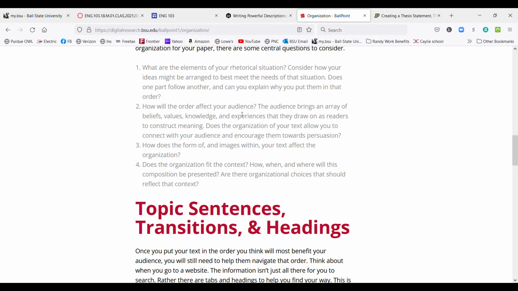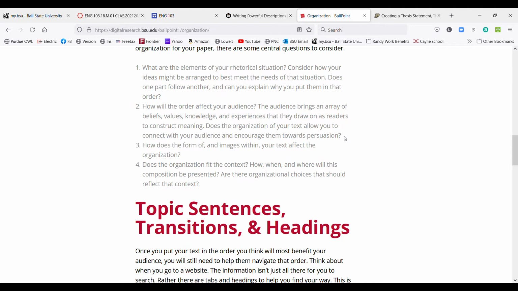How will the order affect your audience? Me. So think about that. The audience brings an array of beliefs, values, and knowledge and experiences that they draw on as readers to construct meaning. So as I'm reading your paper and I'm reading about you in 5th grade in your English class, I'm thinking about my experience. So my experience influences how I feel about your experience, if that makes sense. So, does the organization of your text allow you to connect with your audience and encourage them towards persuasion? So, am I thinking, oh yeah, I remember being in that situation.